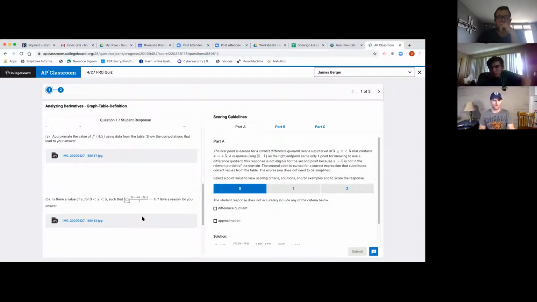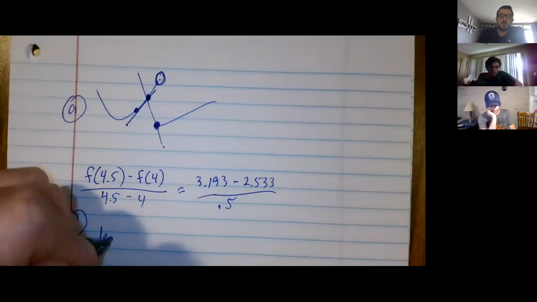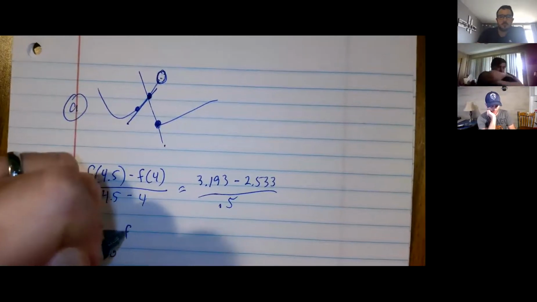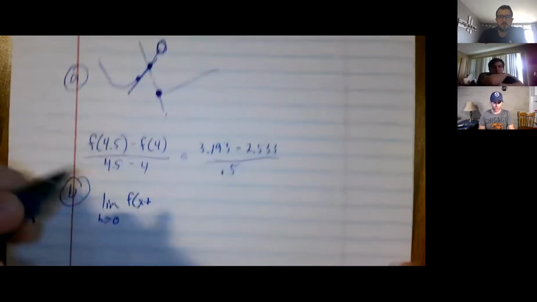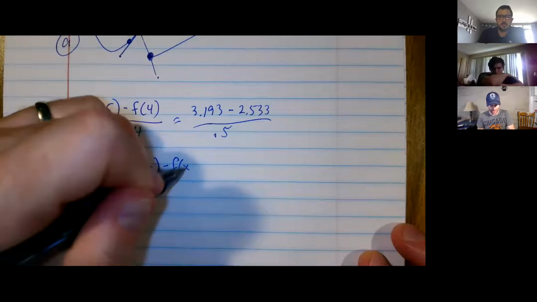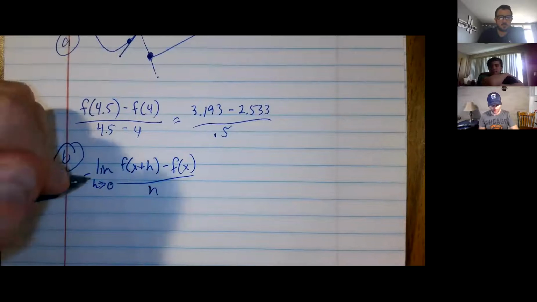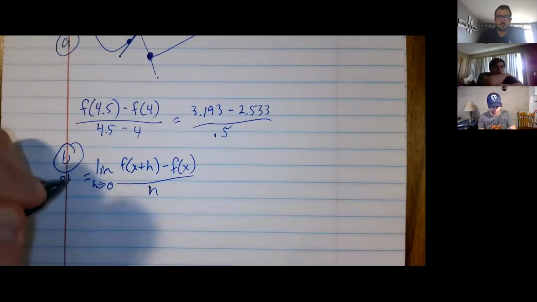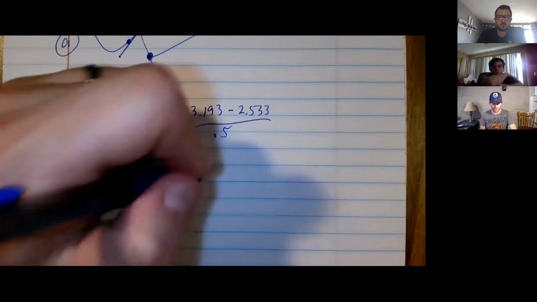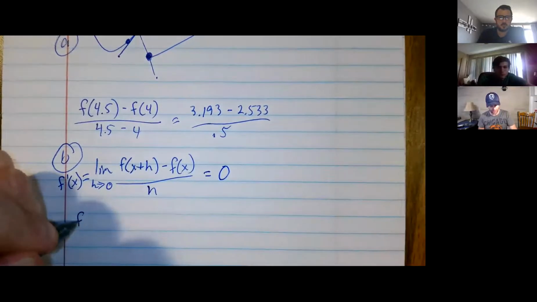All right, so for B: is there a value of x between 0 and 5 such that the limit as h approaches 0 of f of x plus h minus f of x, over h, equals 0? Give a reason for your answer. We need to remember what that limit actually means. You should recall that this is the limit definition of a derivative. So this means f prime of x. And so the question really is, is there a point at which f prime of x equals 0?